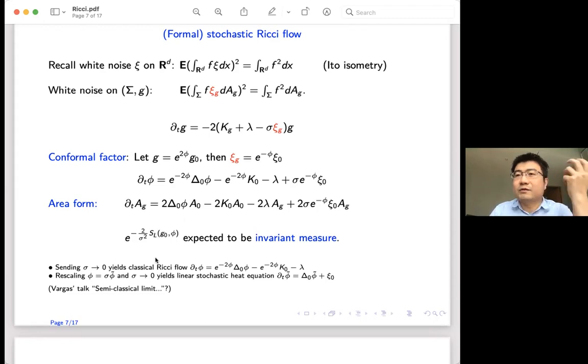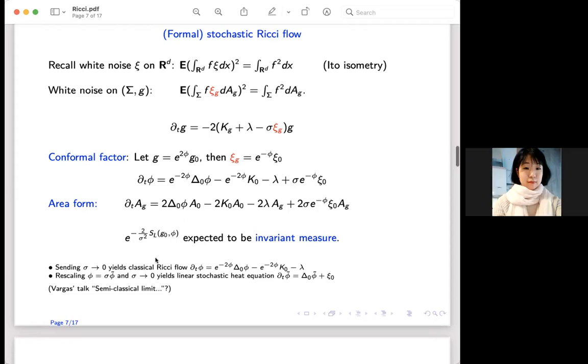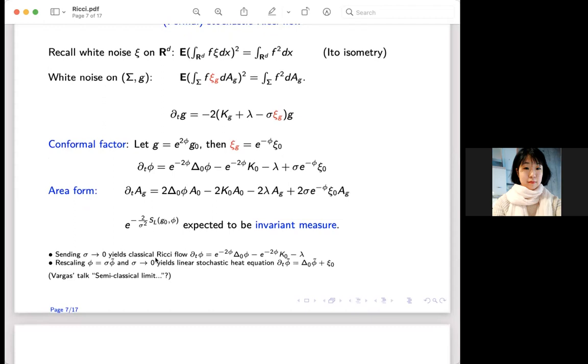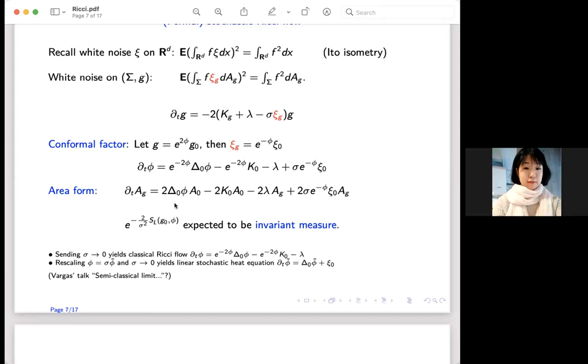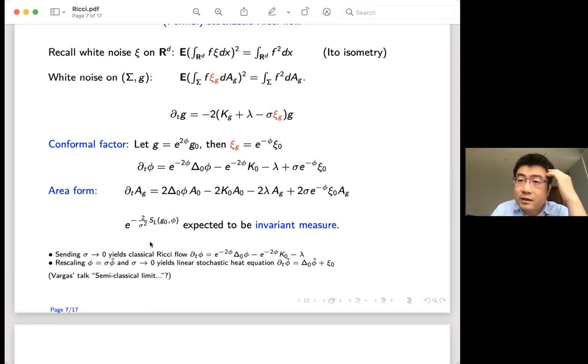It is expected to be invariant. But this is a density with respect to what? Oh, this is just the measure defined by Lacan, Kupiainen, Remy, and so on, and Vincent, right? So the reference measure is the Gaussian free field, right?